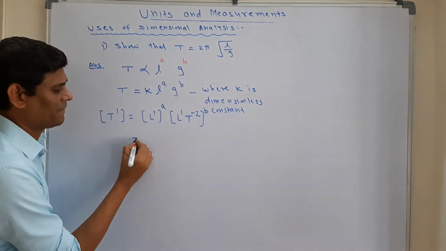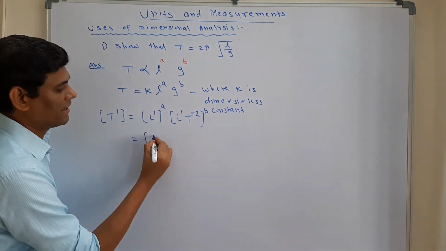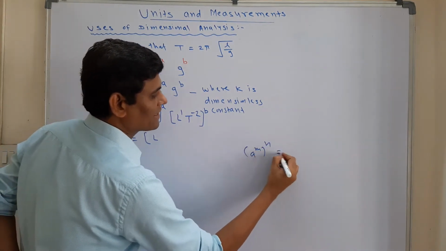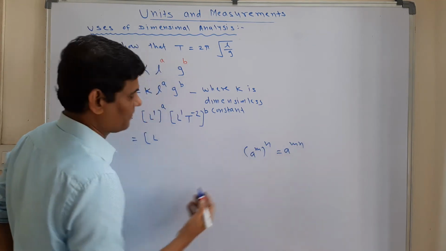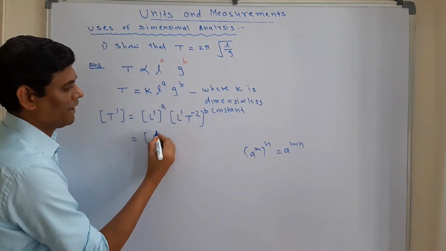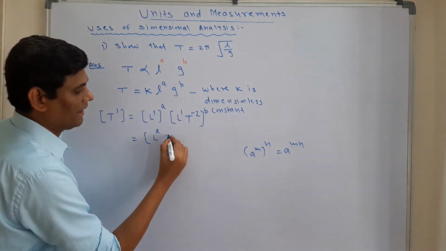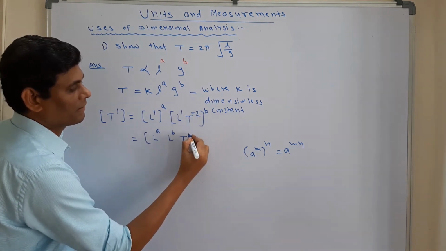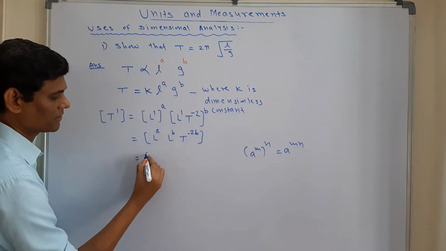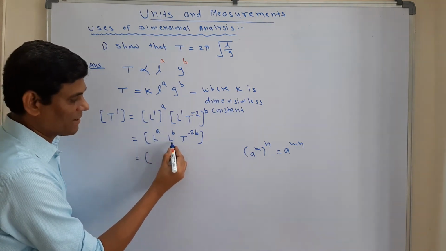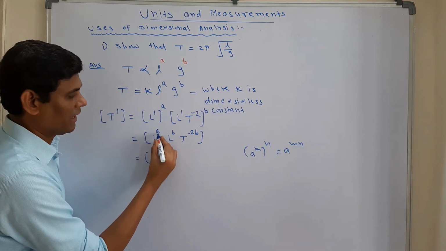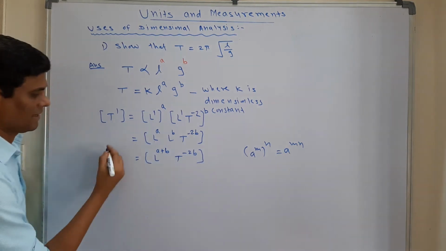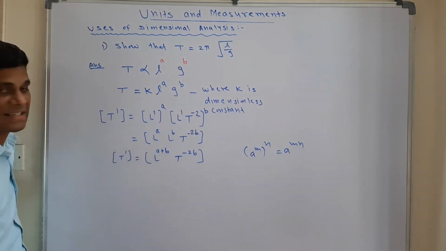Now solve this with simple mathematics, the law of indices. This you can say 1 into A. Law of indices is something like this: A raised to M raised to N is A raised to MN, multiplying these two. So L raised to 1 into A. Here L raised to 1 into B, L raised to B, T raised to minus 2 into B, minus 2B. There are 2 L's, so base is same, addition of indices, so L raised to A plus B, and T raised to minus 2B as it is. This side T raised to 1 as it is.